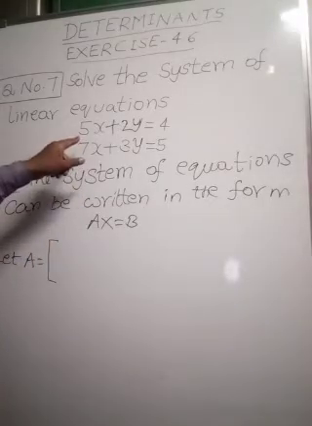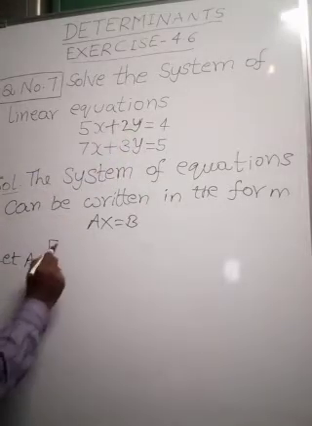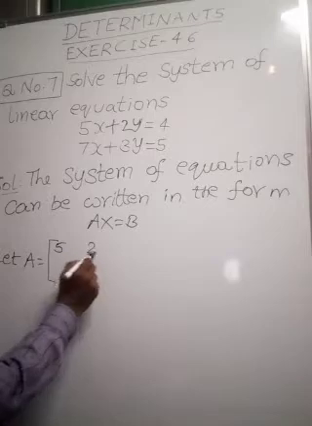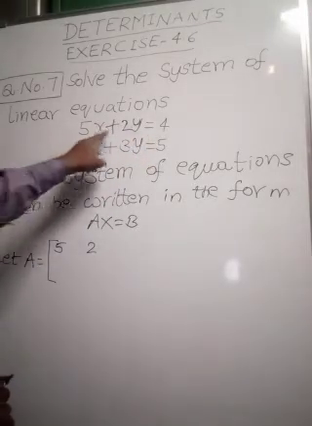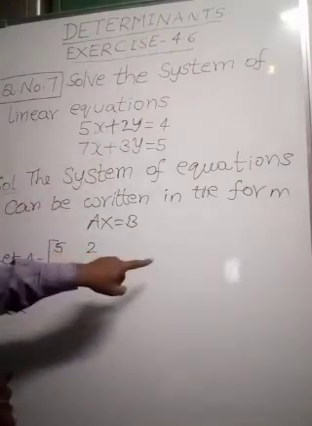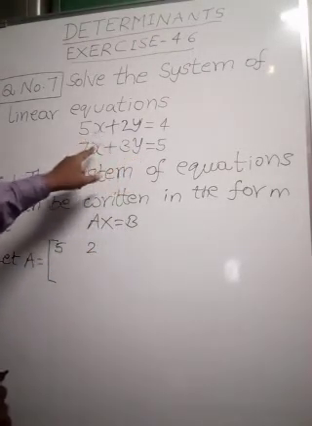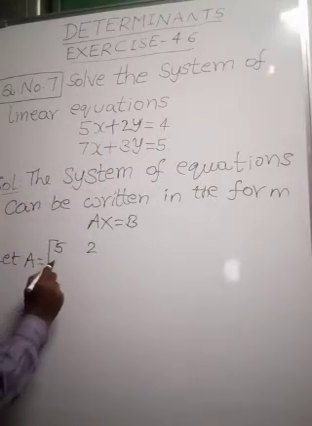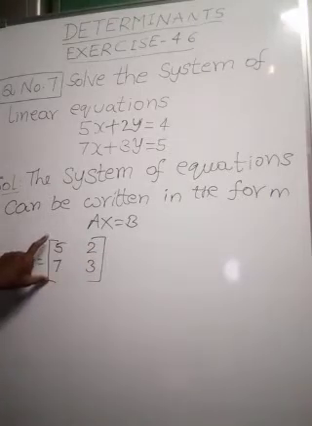what is the coefficient matrix? X coefficient and Y coefficient. Here X coefficient is 5 and Y coefficient is 2. From the first linear equation, I am writing the coefficient of X and the coefficient of Y in the first row. Now from the second equation, similarly we write the coefficients of X and Y in the second row: 7, 3. Understood this matrix, my dear children?